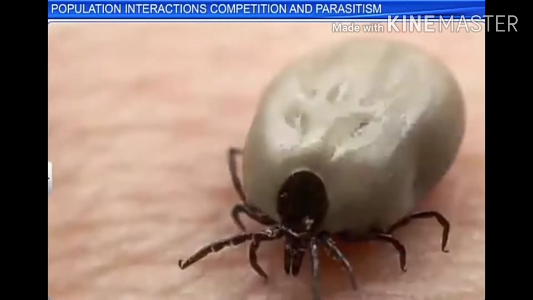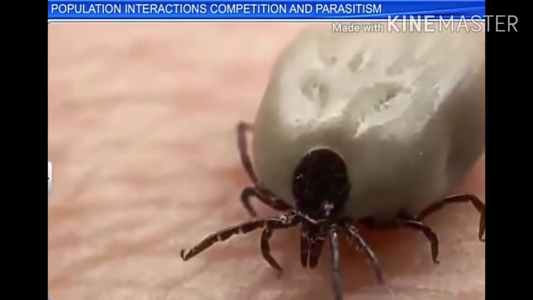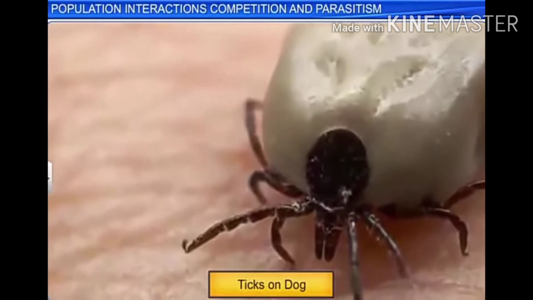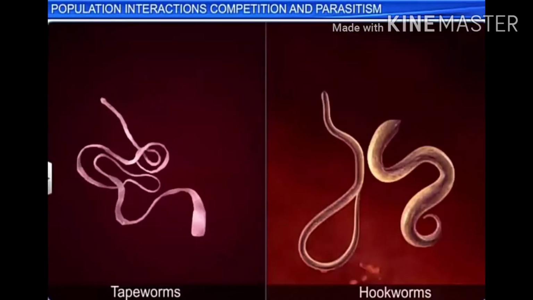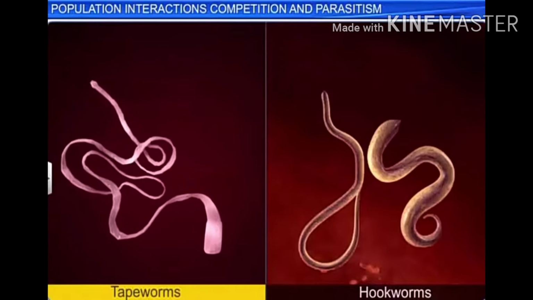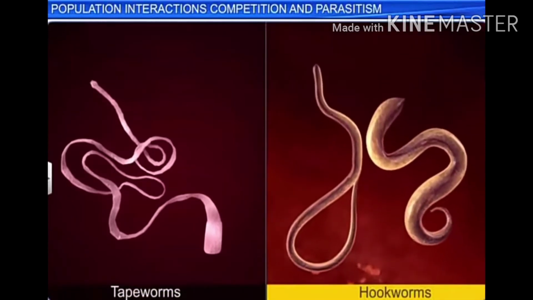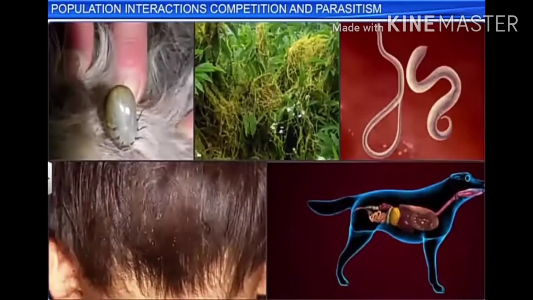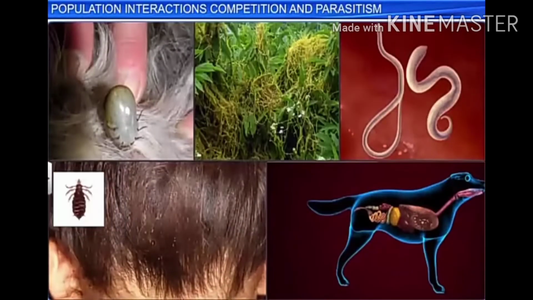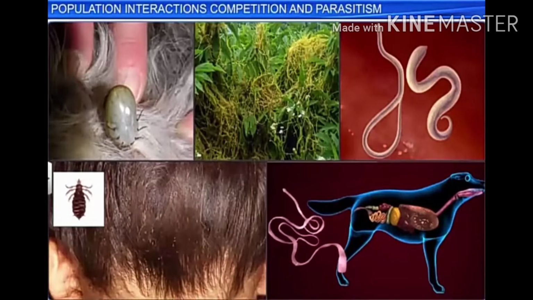Some common examples of ectoparasites are ticks, lice, and Cuscuta. On the other hand, tapeworms and hookworms are examples of endoparasites. Although the life cycles of these parasites have become complex, their morphological and anatomical features have simplified.